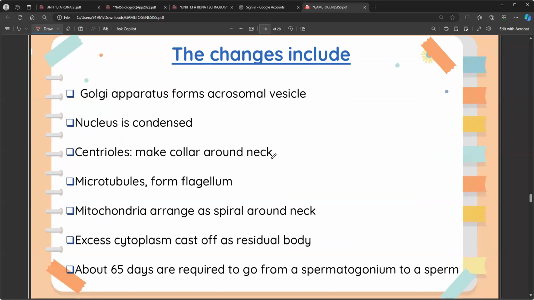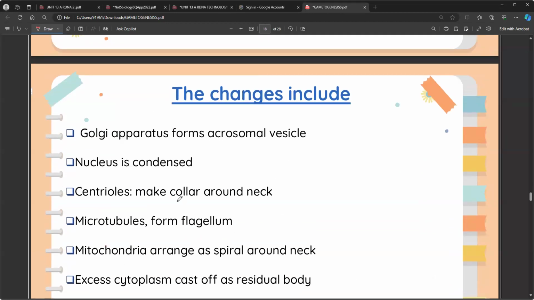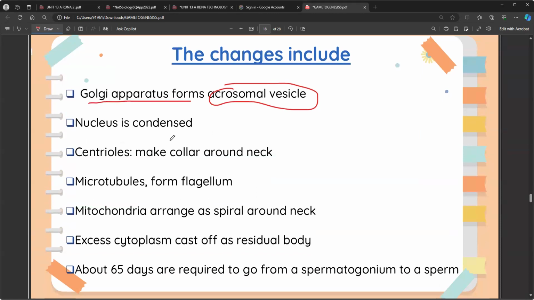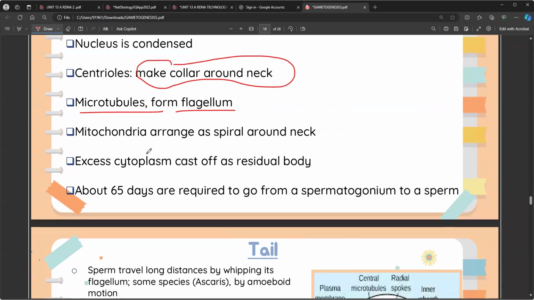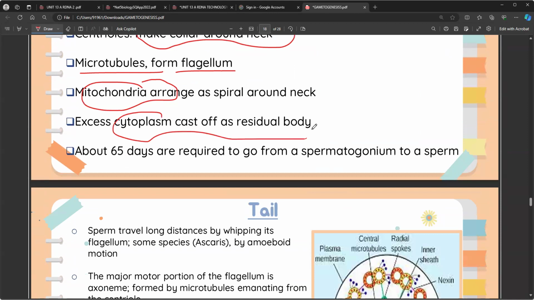So remember, friends, what are the simple differences? The Golgi apparatus forms the acrosomal vesicle. Centrioles make a collar around the neck. Microtubules form the flagellum. Mitochondria provide the energy. Excess cytoplasm is cast off, or released, as a residual body.